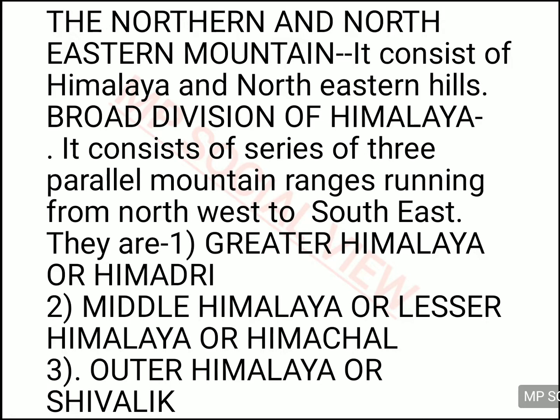First we are going to see the northern and northeastern mountains. It consists of the Himalaya and the northeastern states, which are present on the northeastern side of India. This Himalaya can be divided in two ways. We can study the Himalaya in the broad division and in the regional division. When we see the broad division of the Himalaya, it is divided into three parallel mountain ranges, and these ranges are parallel to each other and move from northwest to southeast. You can see it in the figure.